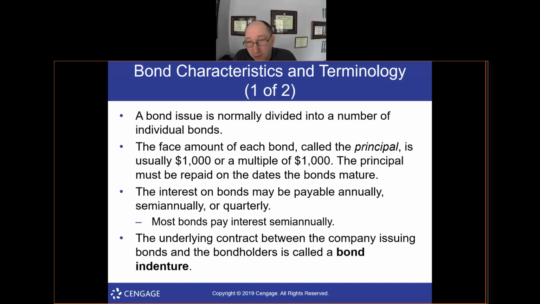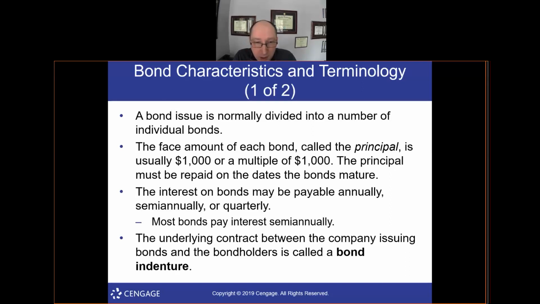So the face amount of each bond is called the principal amount. These are usually in $1,000 increments. The principal needs to be repaid at the bond's maturity date. The bond maturity date is when the bond is due.